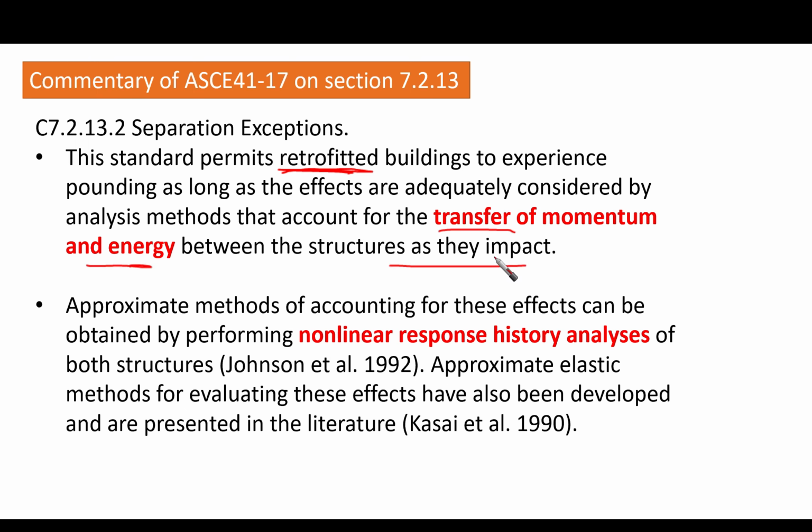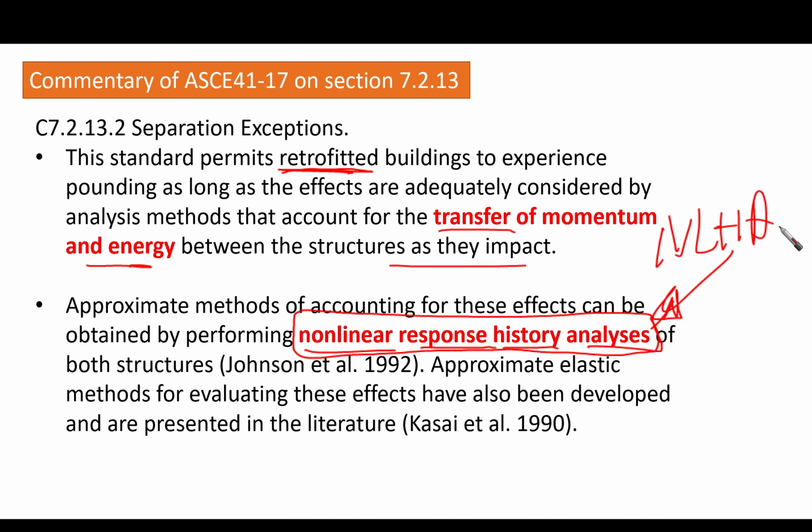As we said, if you could make the analysis, then do it. Approximate methods of accounting for these effects can be obtained by performing nonlinear response history analysis. Do you remember that even in ASCE we were talking about rational analysis? That's what we want, nonlinear time history analysis.